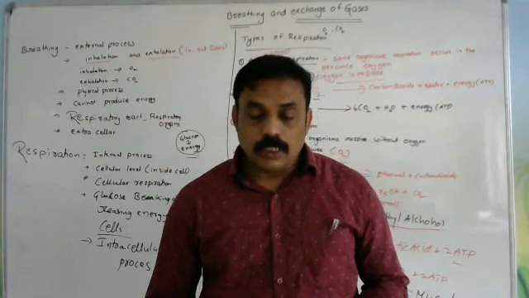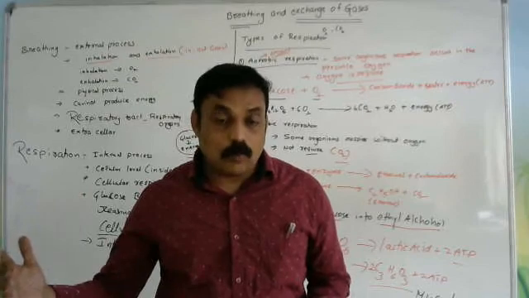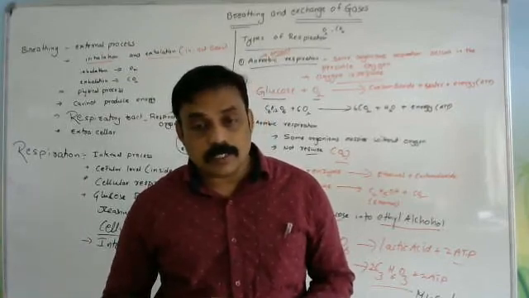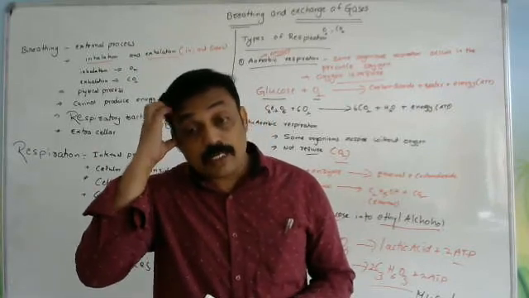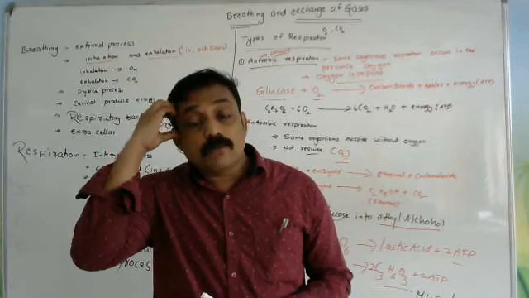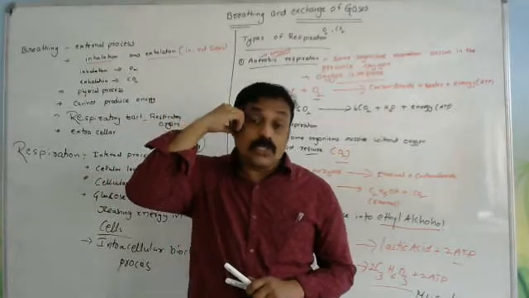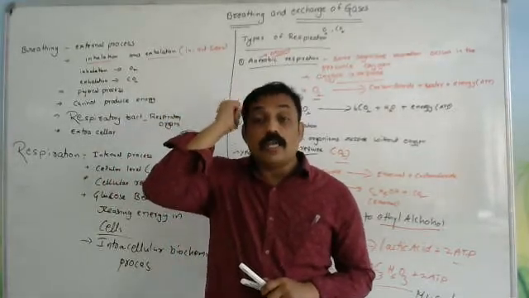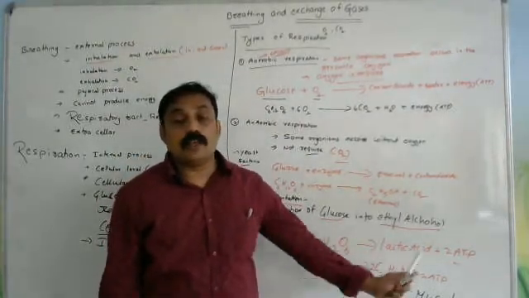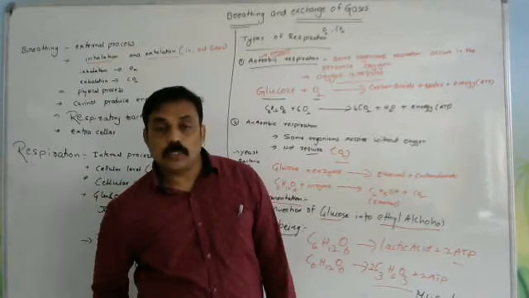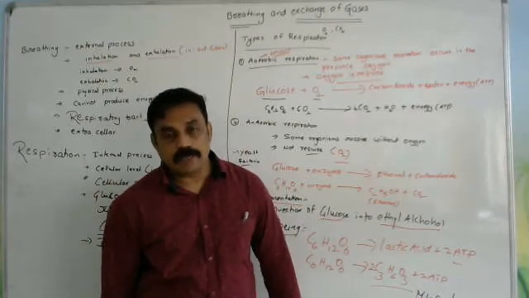So sometimes in the human body also, anaerobic respiration occurs. Aerobic respiration, anaerobic respiration. Anaerobic respiration occurs in human beings when oxygen levels are very low or the oxygen in our body is all consumed. At that time, glucose directly converts into what? Lactic acid, C3H6O3. It produces 2 ATPs of energy.